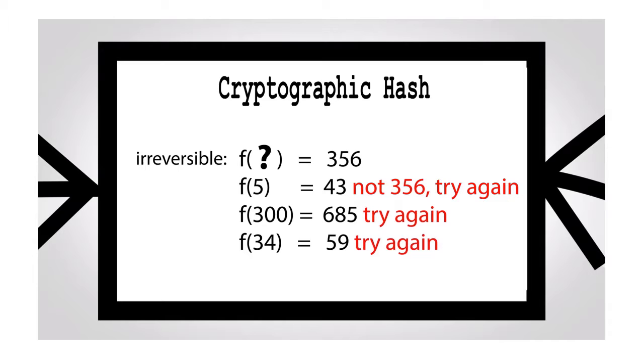A problem is nothing but a cryptographic hash function. In simple words, it gives you a particular output for every particular input that you give. For example, if you input 5, it will give you 43. If you input 300, it will give you 685. But one main feature is that it is irreversible. That is, if you input 43, it won't give you back the answer as 5.